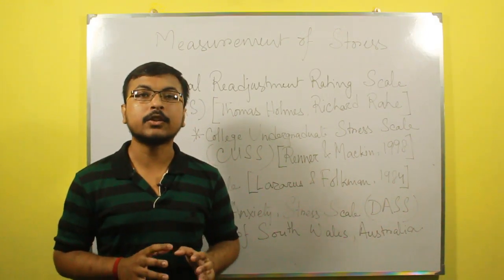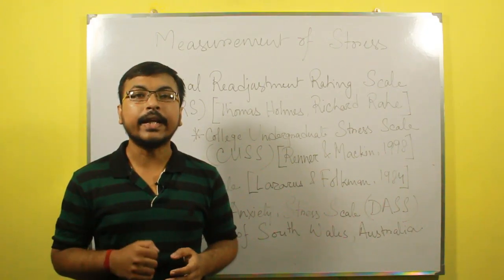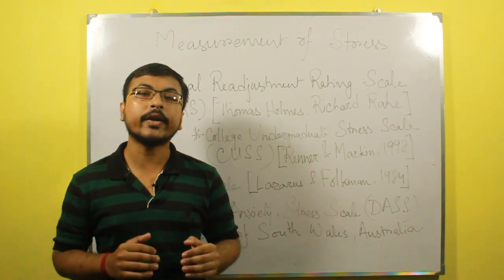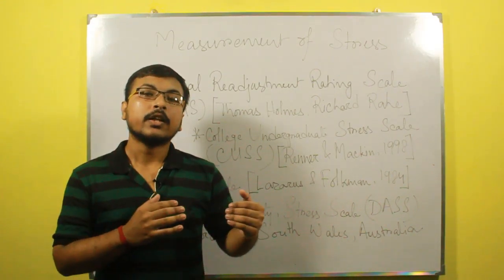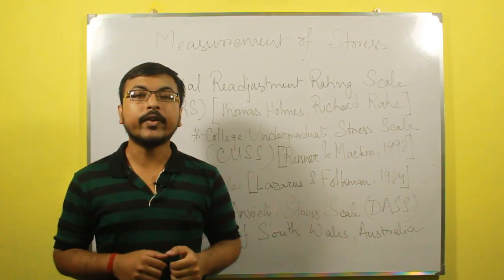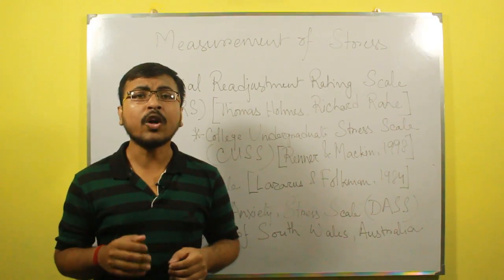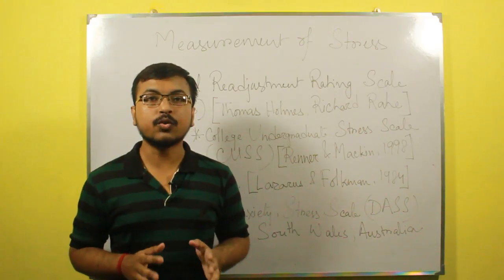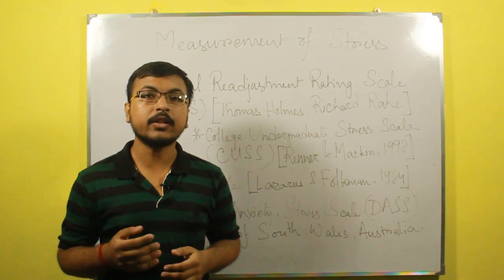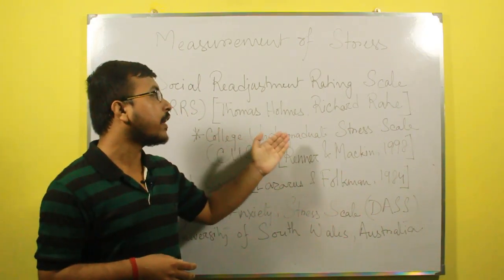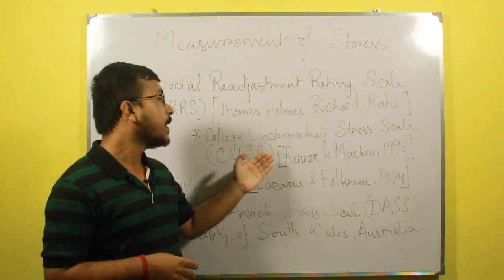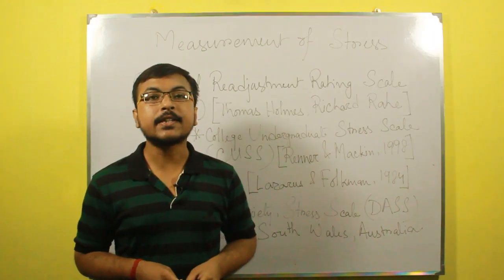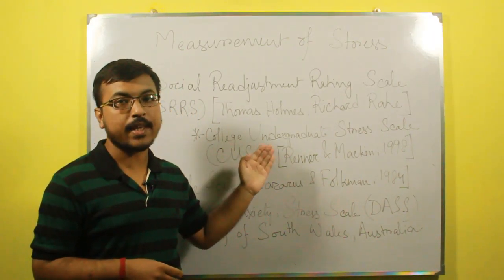Scores of 300 plus show a greater illness. Scores between 150 to 299 show moderate illness, and scores lower than 150 show no stress or a little bit of stress. This scale is for adults. For college students, another version is present, that is the College Undergraduate Stress Scale by Renner and Mackin, 1998. It is also known as CUSS.